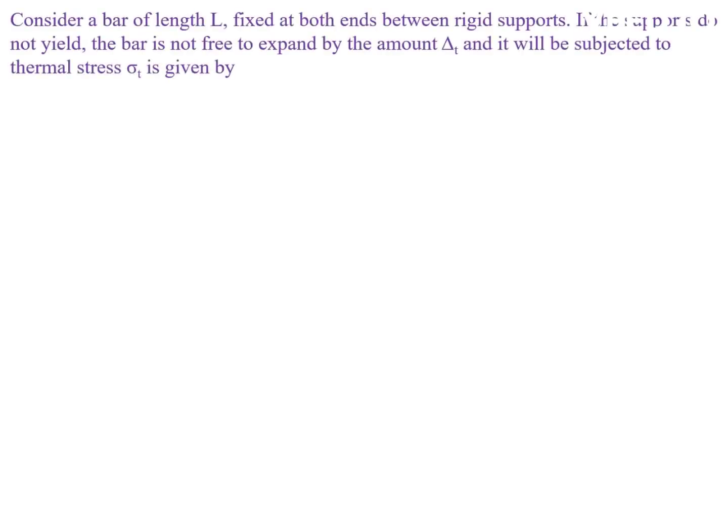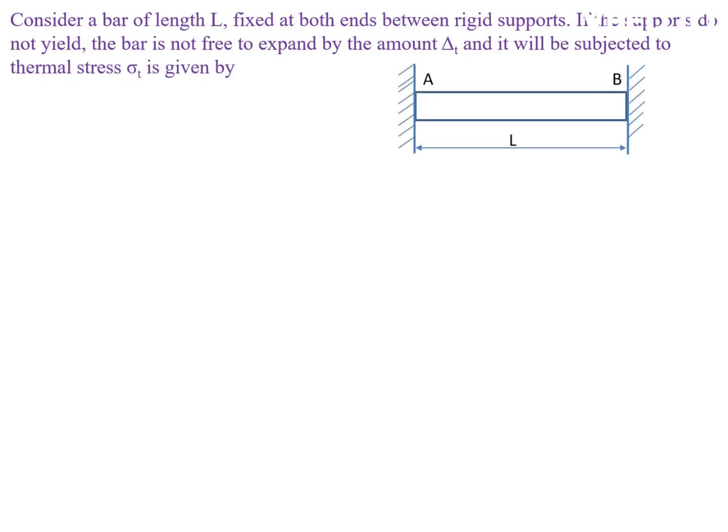Let's see the second condition. The first one is that the bar is free to expand. In this condition, no thermal stresses are generated. Let's see the second condition. Consider a bar AB having length L fixed at the ends. If the supports do not yield, the bar is not free to expand by the amount delta T, and it will be subjected to thermal stress, that is sigma T. Sigma T is the thermal stress.